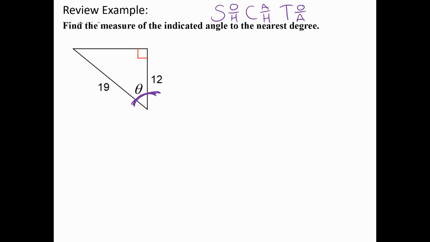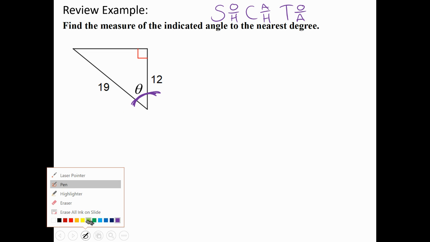It says to find the measure of the indicated angle. So we need to figure out how many degrees this angle is. Well, we know the length of this side and we know the length of this side. So we're going to go ahead and label it. We're not going to label this one. We're just going to do the 12 and then the 19.